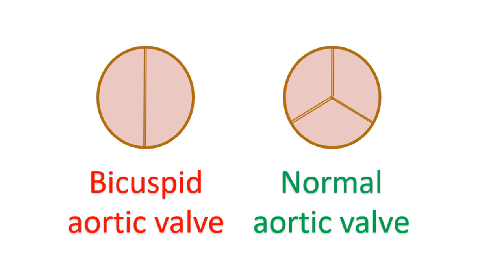Normal aortic valve has 3 semilunar leaflets. In bicuspid aortic valve, there are only 2 leaflets. Very rarely, an aortic valve can have just 1 leaflet and occasionally 4 leaflets instead of 3. Other heart valves may also have birth defects, which are usually detected in childhood.